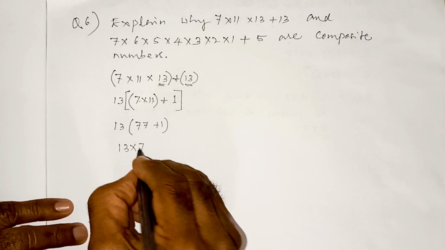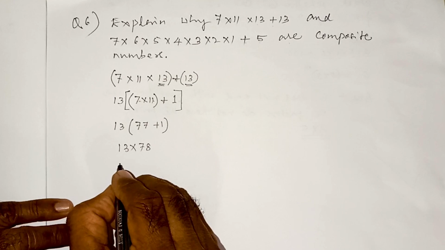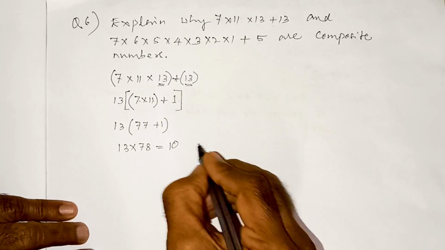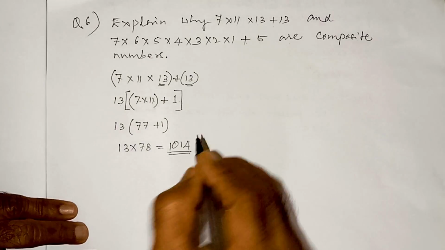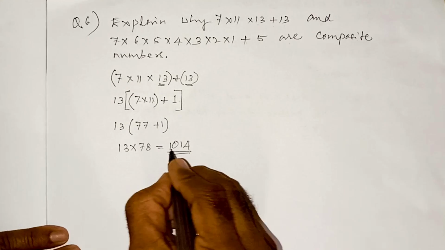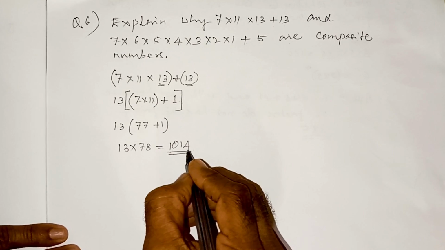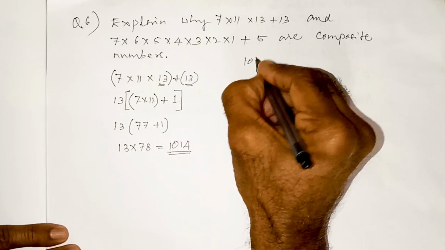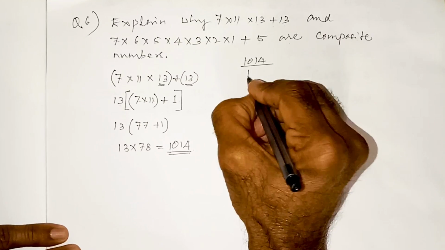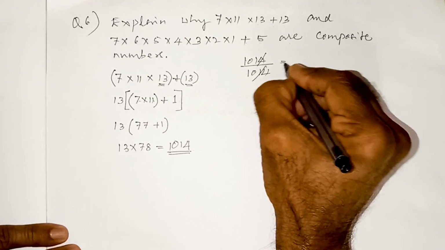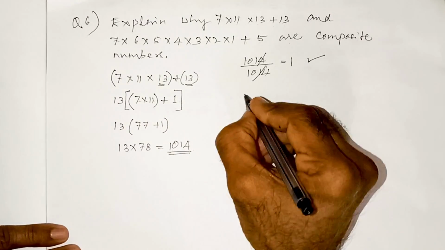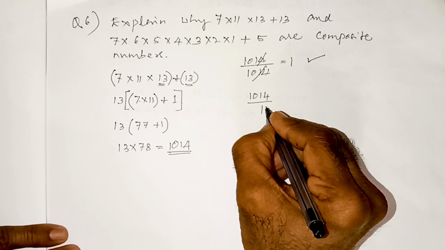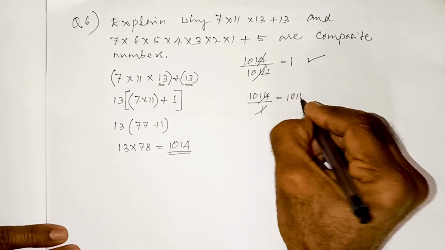13 into 78. Now if you multiply, you get 1014. Now I would like to tell you, this 1014 is a number which can be divided by the same number. I write down here 1014. You can divide by that number itself one time. Okay, condition number 1. Second condition, 1014 can be divided by 1. 1014 will be the answer.